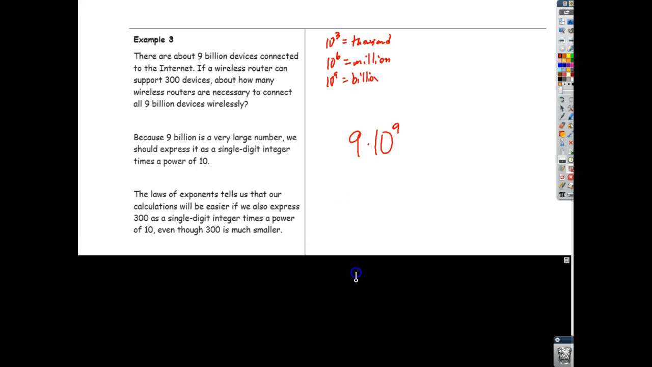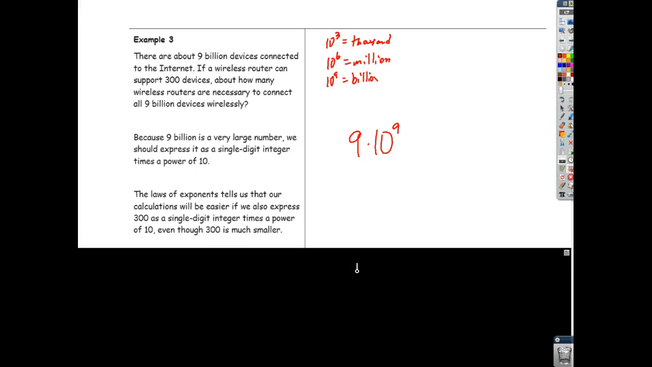Now, laws of exponents tells us that our calculation is easier if we also express 300 as a single digit times a power of 10, because then I can use my powers and divide very nicely. So we do 3 times 10 to the 2nd power. That's hundreds. Well, now we divide. I'm going to get 9 divided by 3, times 10 to the 9 minus 2nd power.